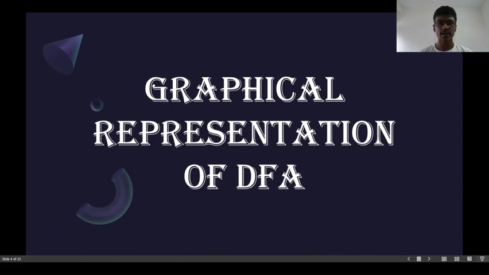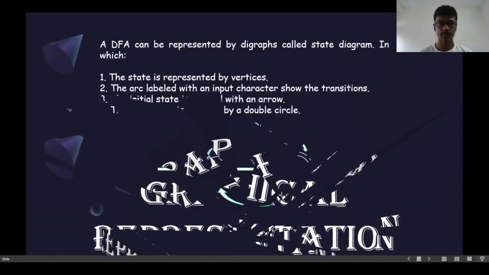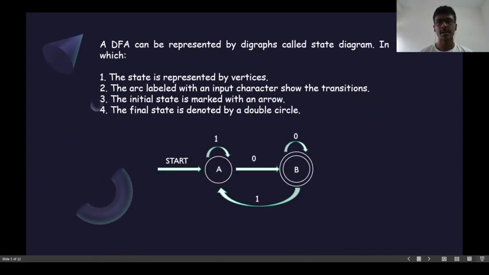First, see how a DFA looks. A DFA can be represented by diagrams called state diagrams, in which the states are represented by vertices. Here you see A and B. The A and B are vertices. The arc labeled with an input character shows the transitions. Above A, you can see there is one arc. This is a transition. And above B, there you can see an arc, and from B to A, there is an arc. These are called transitions.